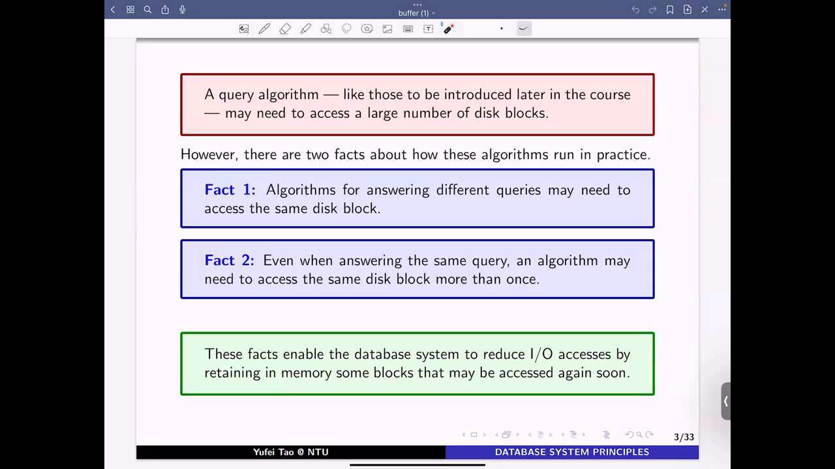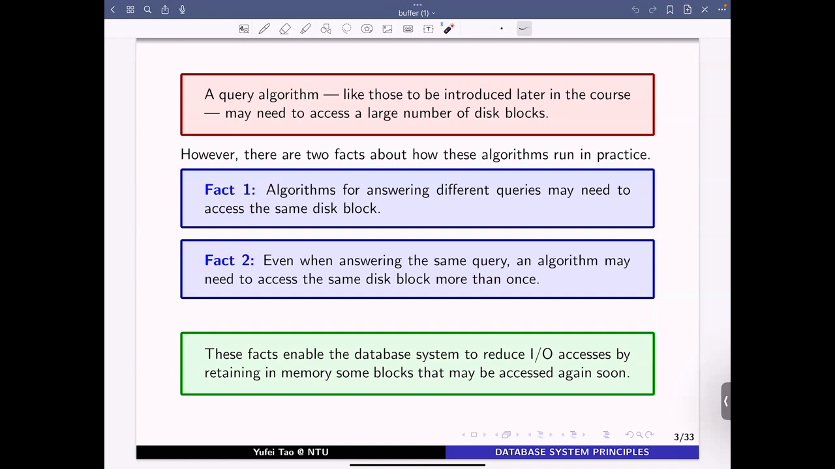So this is fact number one. And fact number two: even if you just talk about one query and look at the IOs performed by this query only, you will see sometimes the query will have to read the same block more than once.